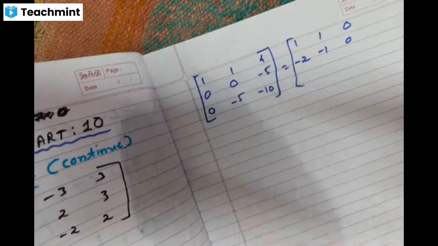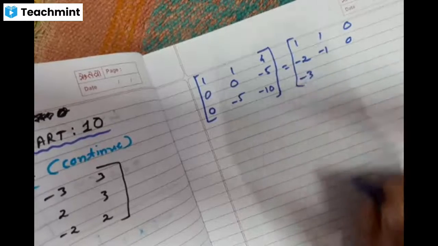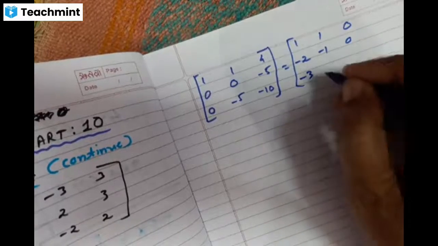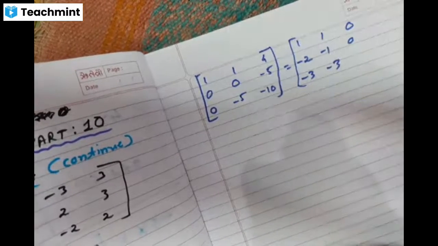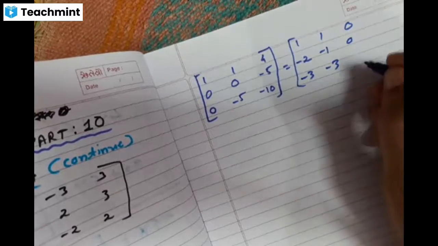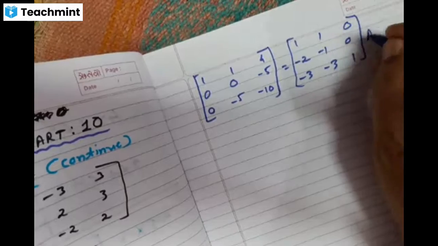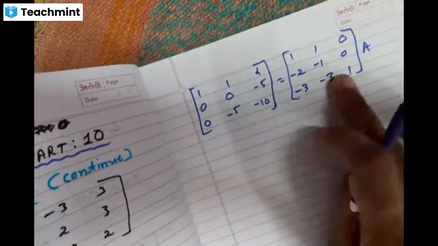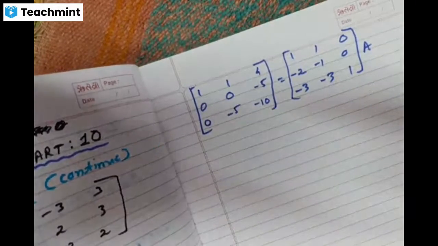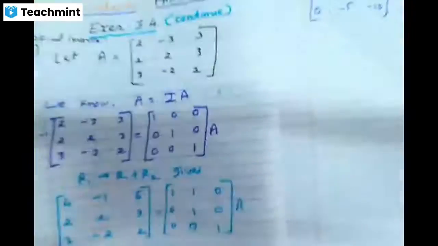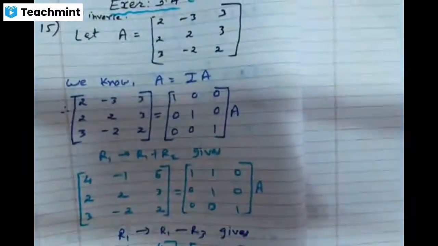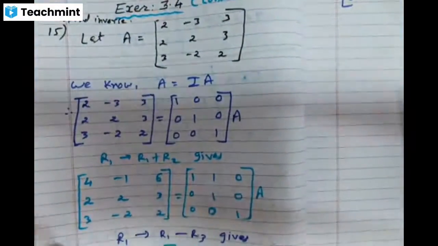So 0 minus 3 will be minus 3. Again 0 minus 3 will be minus 3. And 1 minus 0 will be 1 only. And into 8. So all these numbers, how am I getting? For that, we have the operation and the previous matrix also. Okay? Just see.